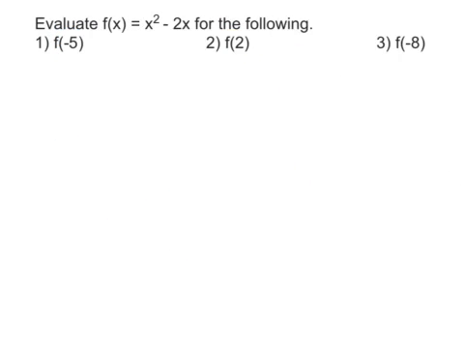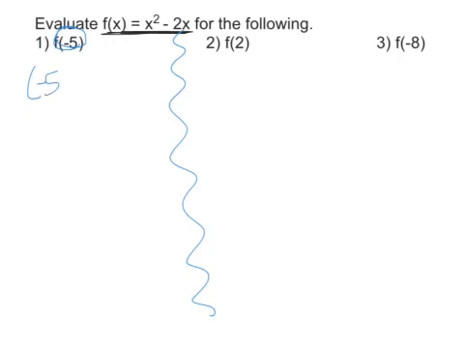Okay, so our directions on this one say evaluate f of x equals x squared minus 2x. So this is our function this time. So example 1, it says to find f of negative 5. So that means in place of x, we're going to fill in negative 5 here. So we're going to have parentheses negative 5 squared. Notice how I'm putting parentheses here because I'm replacing that x. Minus 2 times, in place of x, we're going to have negative 5 again.